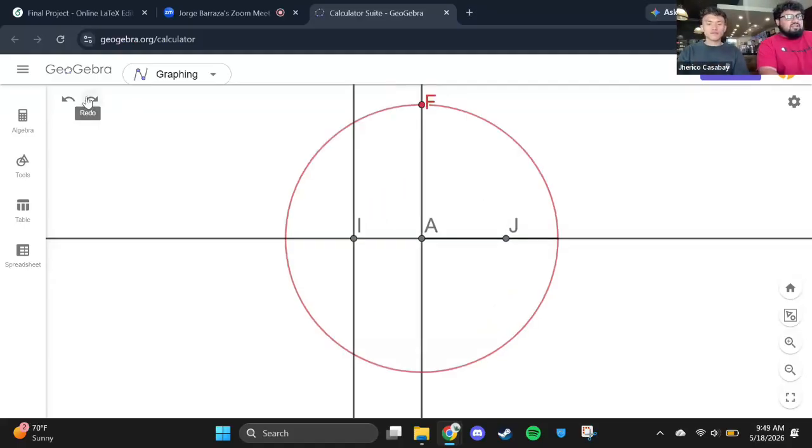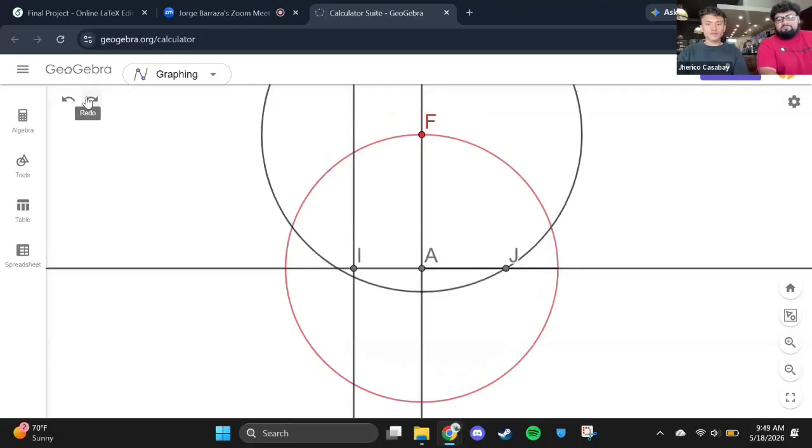So then we're going to construct that circle with F being the center, J being the point on the circle. And since this is the length of the line segments of our pentagon, we know that the intersections between the circle with F as the center and our original red circle are going to be points of our pentagon. So then we get the points K and L, which are going to be the first 3 points of our pentagon.